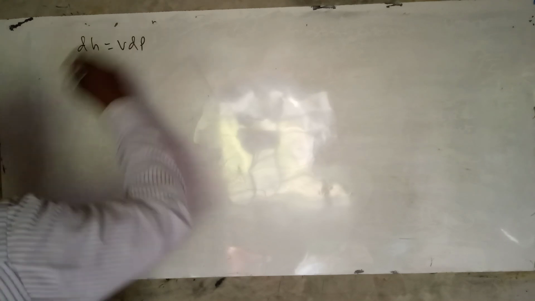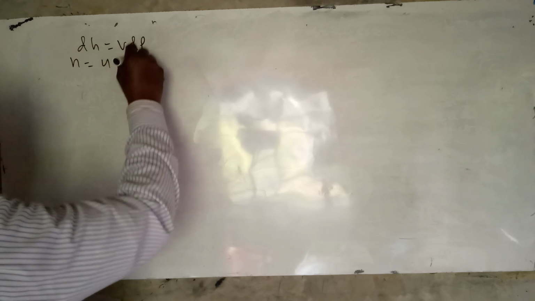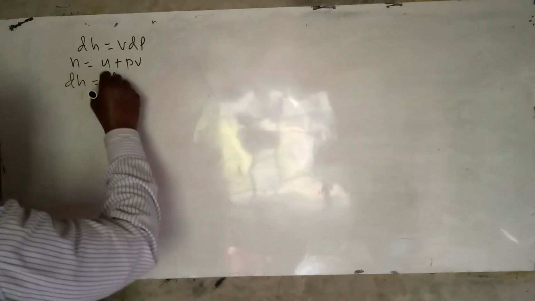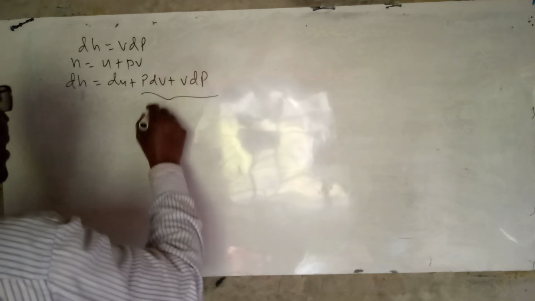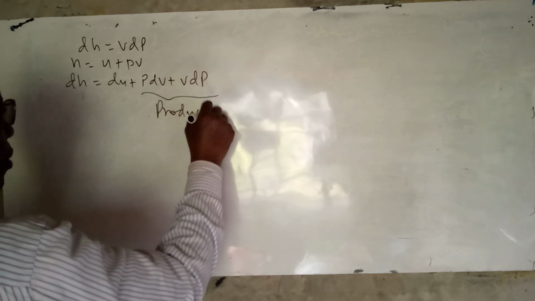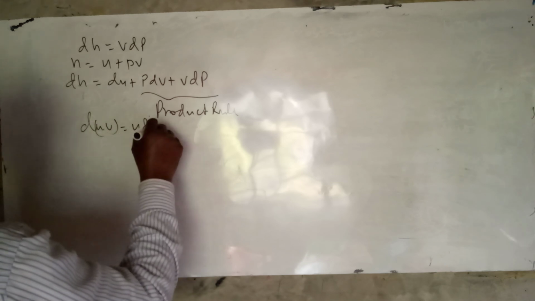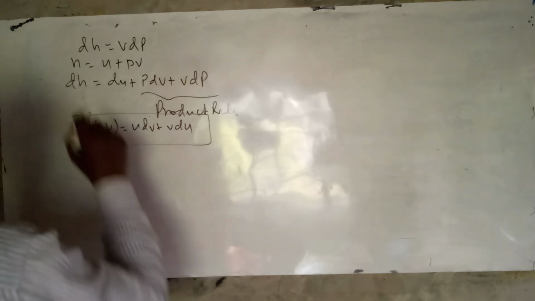Remember, from first principles, we had said that dH is equal to V dP. How did you get that? We know that H, the enthalpy, is U plus PV, where U is internal energy, P is pressure, V is volume. And so we said that dH is equal to dU plus PdV plus V dP. Here we have simply used the product rule, that is d(PV) is equal to P dV plus V dP. That's the identity we have used there.